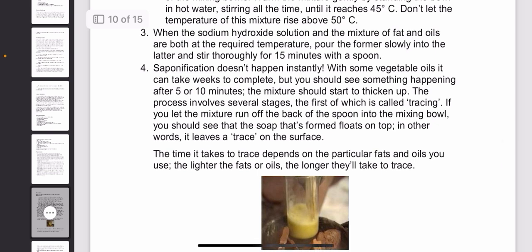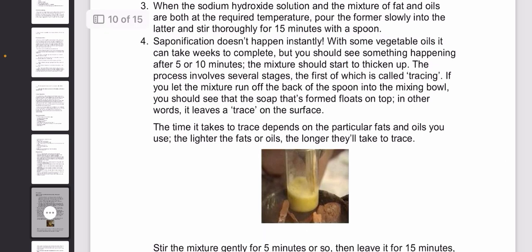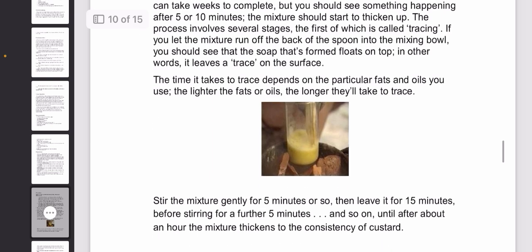When the sodium hydroxide solution and the mixture of fats and oils are at the required temperature, pour the solution slowly into the fat mixture and stir thoroughly for 15 minutes with a spoon. Saponification doesn't happen instantly. With some vegetable oils, it takes weeks to complete, but you should see it happening after 5 to 10 minutes. The mixture should start to thicken up.